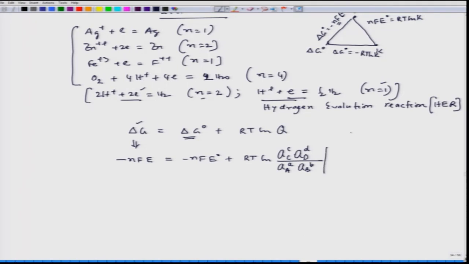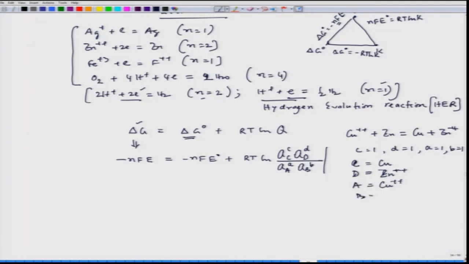Now, this is almost similar to the case where c equal to 1, d equal to 1, a equal to 1 and b equal to 1, as well as the case where C goes to copper, D goes to zinc++, A is copper++, B equal to zinc. So, like this A plus B equal to C plus D. I am trying to correlate electrochemistry with the chemical reaction.